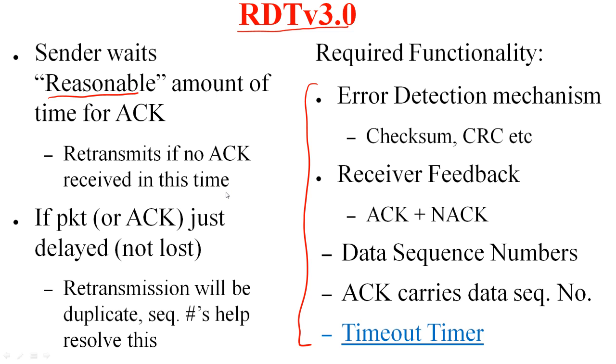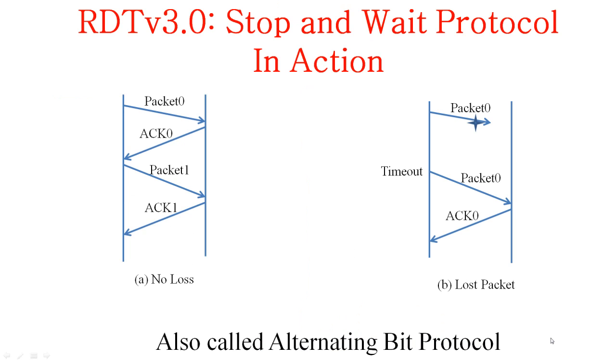Now there is a possibility that the ACK just got delayed and not really lost, in which case this retransmission is going to be a duplicate, but we already have a mechanism to handle it, that of using sequence numbers. So here is RDT version 3 in action.